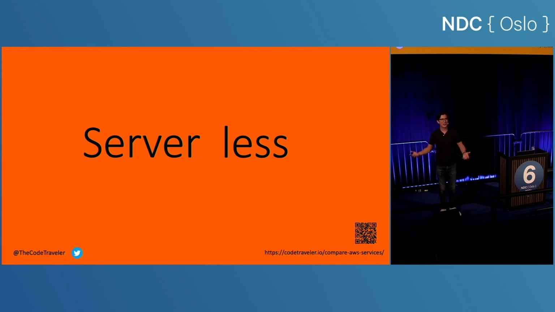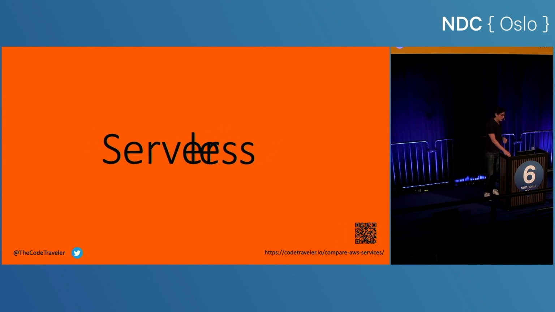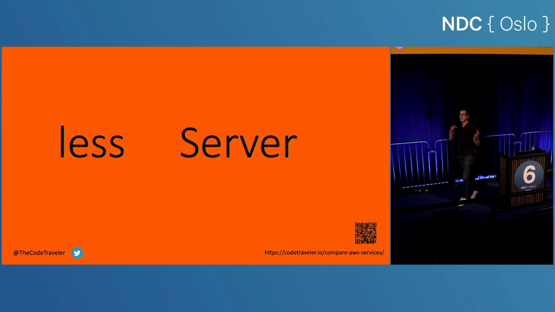But we know that would defy the laws of physics. Our code needs to run on a server. It needs a CPU. It needs memory. You can't just have no server and have your code running in the cloud. So the way I like to think about it, instead of serverless, I like to think about it as less server. Because the way serverless works is, instead of going to AWS and saying, hey, AWS, I need 8-core CPU, 16 gigs of RAM, with serverless, you don't specify anything. AWS takes care of all of that for you.